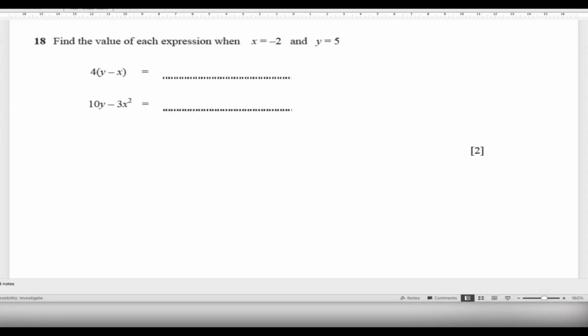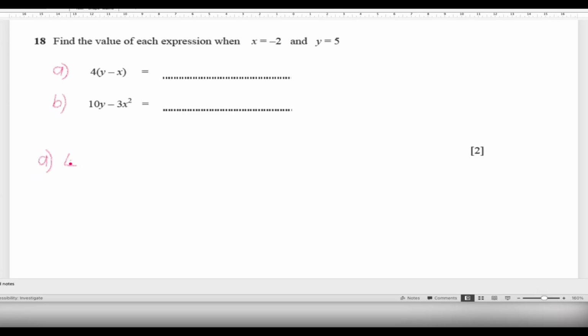So this question is all about substituting values. Find the value of each expression when x is equal to -2 and y is equal to 5. So let's have a look at this first one. Let's label this first part A and this second part B. We will start with question A.